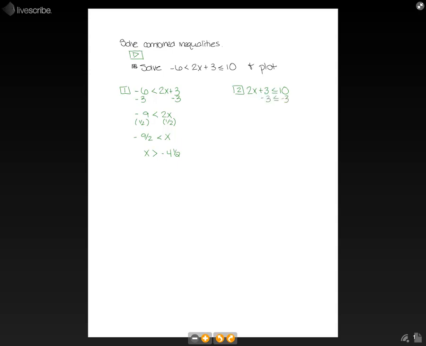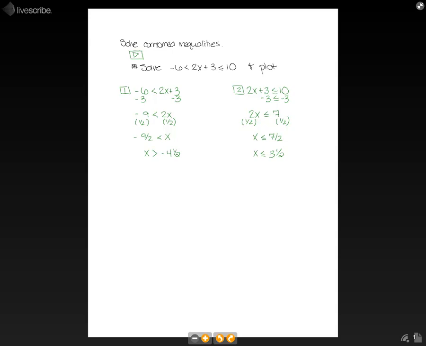Using the second equation, we can subtract 3 from both sides again, getting 2x is less than or equal to 7. Multiplying both sides by 1/2, we get x is less than or equal to 7/2. Or we can also write that as x is less than or equal to 3 and 1/2.